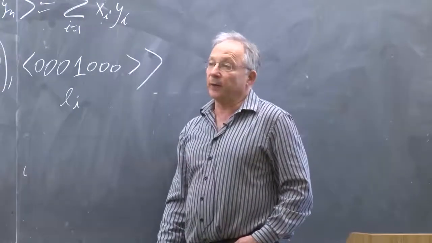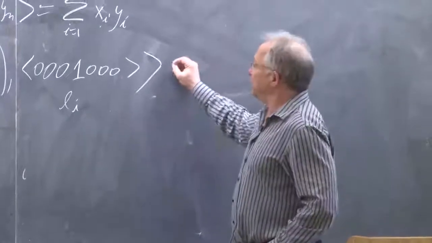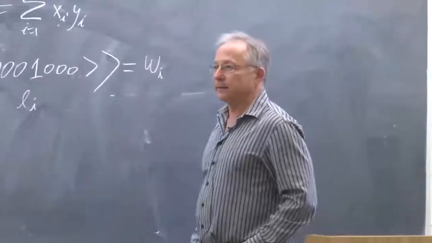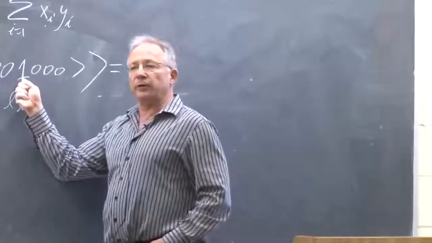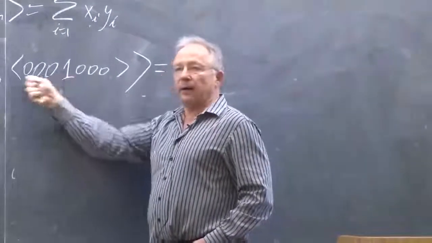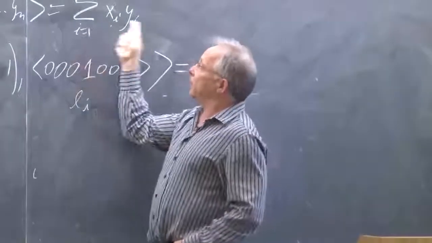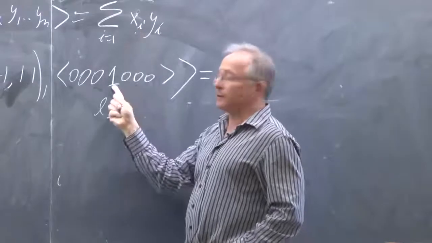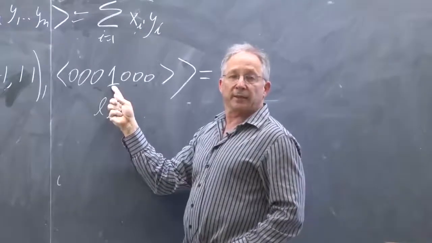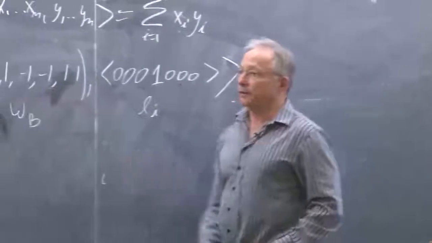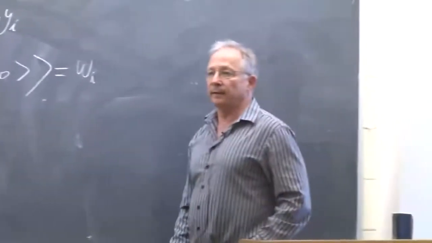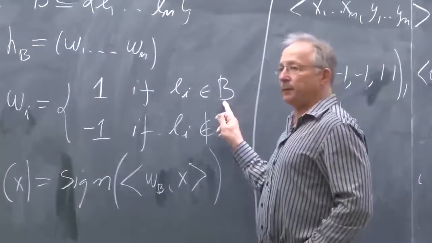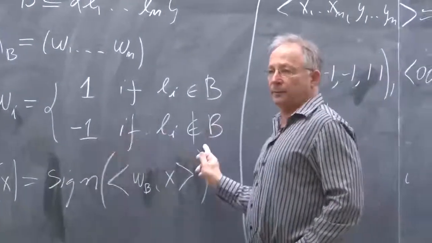Either 1 or negative 1. The outcome will be just the coordinate Wi, because only the i's coordinate counts. All the other coordinates zero out because I have zeros here. The only coordinate that survives is the one that matches this one, which is the i's coordinate. So it's the coordinate Wi. But I chose Wi such that it will be positive if I'm in B, and negative if I'm outside B.